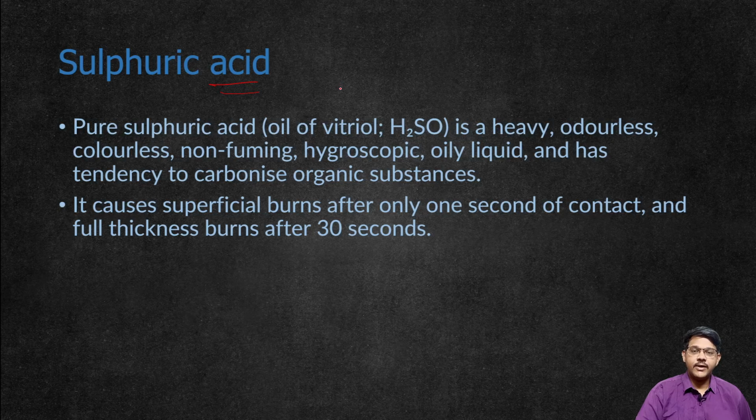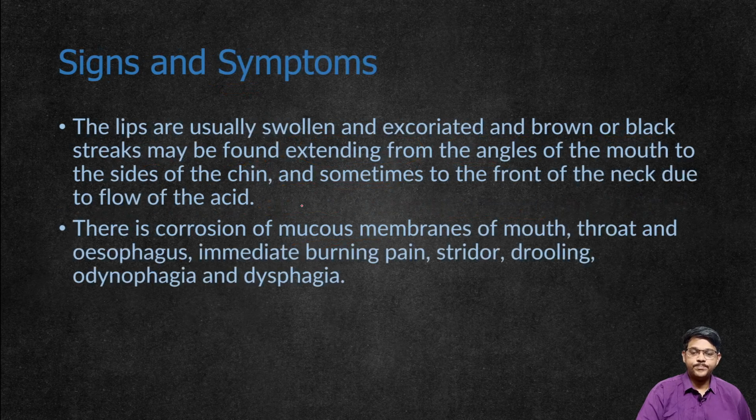A common example of a mineral acid is sulphuric acid, which is the commonest and strongest acid in the group of mineral acids. Pure sulphuric acid, also known as oil of vitriol, with chemical formula H2SO4, is a heavy, odorless, colorless, non-fuming, hygroscopic, oily liquid and has a tendency to carbonize organic substances. Hygroscopic means it tries to absorb water. It causes superficial burns after only 1 second of contact and full thickness burns within 30 seconds. So within 30 seconds, it can erode the surface of the skin.